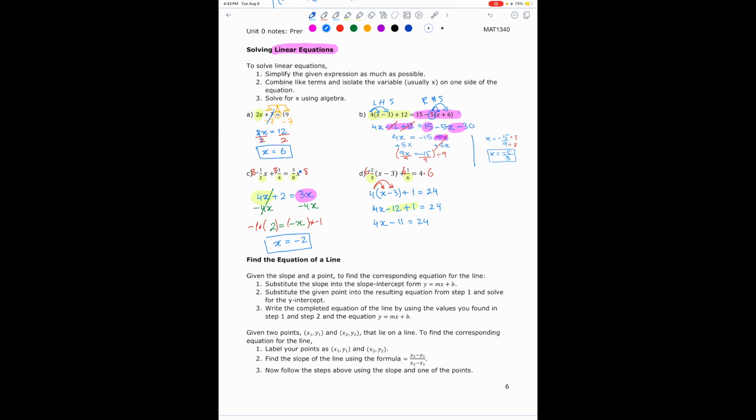Now, I want to solve for this term right here, so I will need to eliminate the 11. I will add 11 since it's subtracted. I will add 11 here, and I will add 11 to the other side to keep the balance. These will cancel together. I will have 4x equals 35. The last step would be dividing both sides by 4, and that will give me x equals 35 over 4, and that would be the answer.